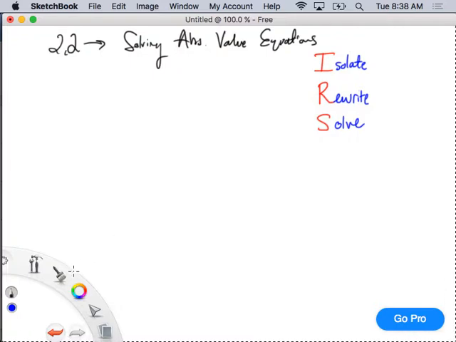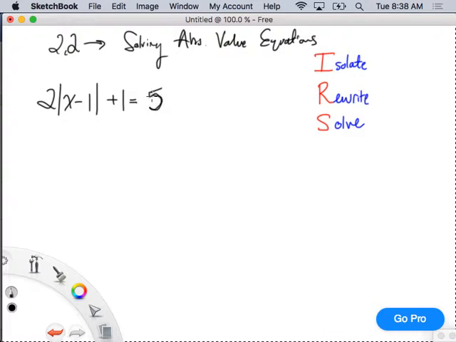And an example of this would be something like this. 2 times the absolute value of x minus 1, plus 1 equals 5. Okay? 2 times the absolute value of x minus 1, plus 1 equals 5. So the first step here is we isolate.